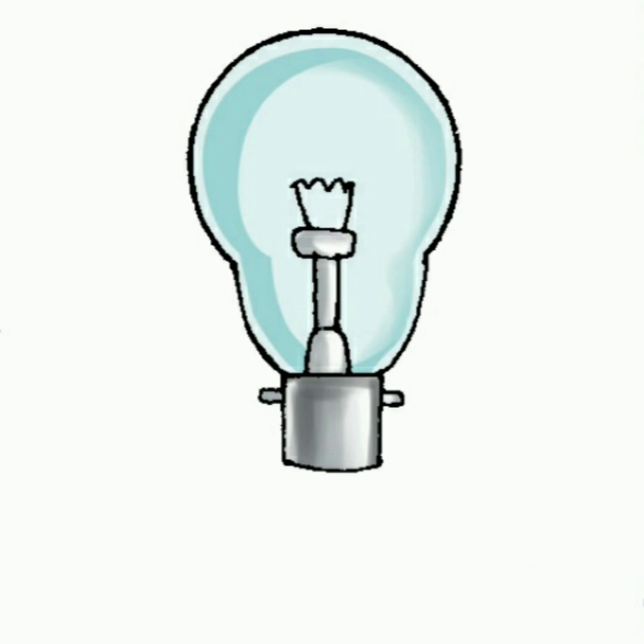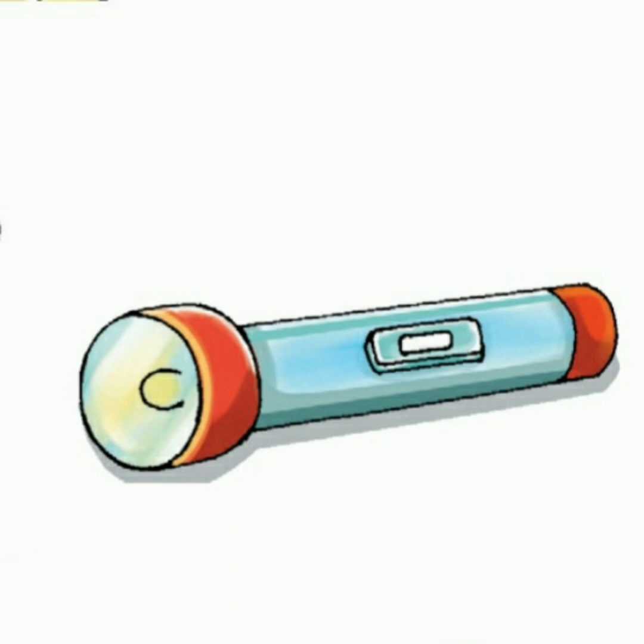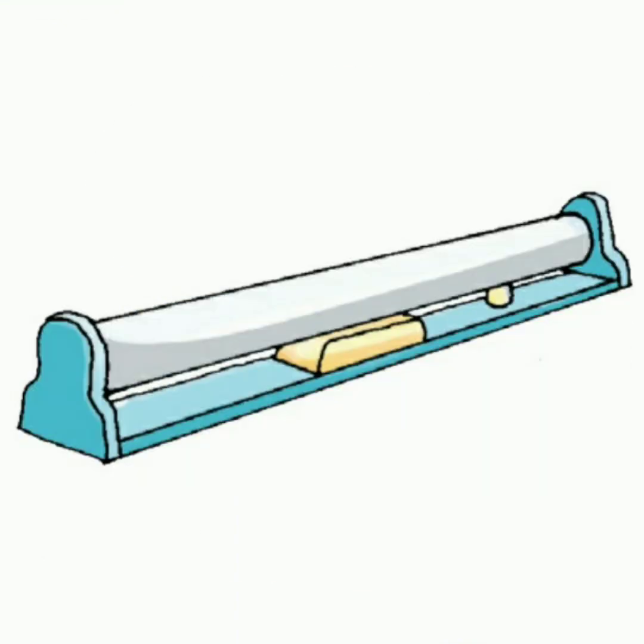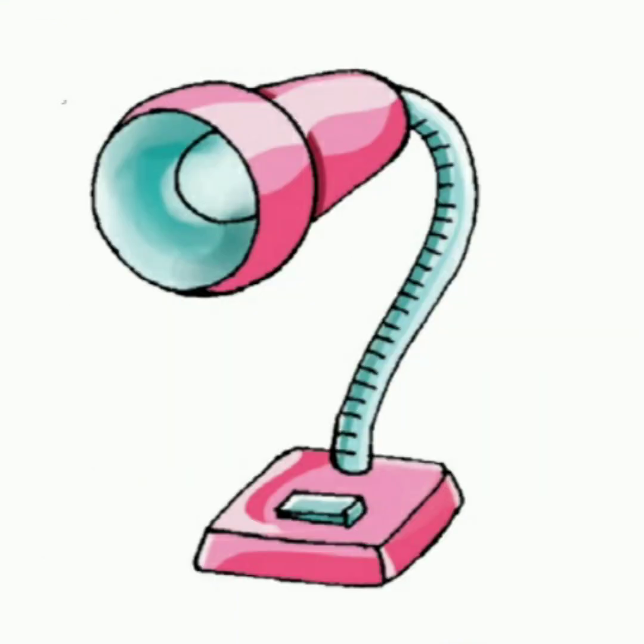Do you know? The sun is the main source of light on the earth. During daytime, the sun gives us light. But what about night? During night, we use different objects like bulb, candle, torch, tube light, lamp. All these give out light.